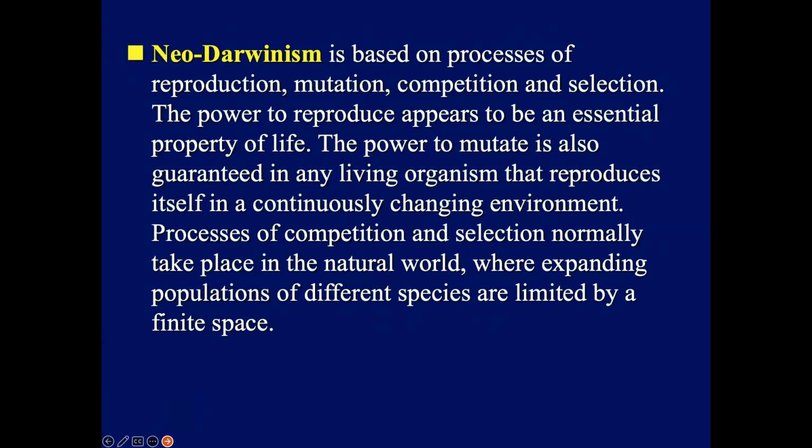This neo-Darwinian paradigm, or neo-Darwinism, is based on processes of reproduction, mutation, competition and selection in natural life. For organisms to survive, they must reproduce. Sometimes there are severe changes that cause mutations in organisms. And then in the natural world, there is always competition for resources. And also there is natural selection, a way things select to their own benefit.